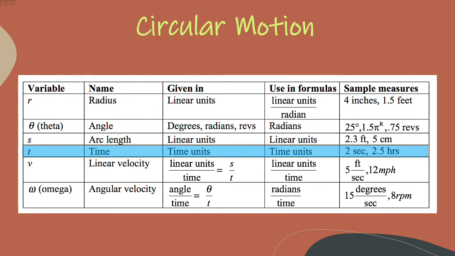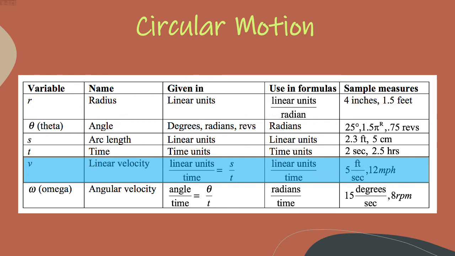Next, we have the variable t. T represents time, and that will be given in time units. When we use them in formulas, that will also be in time units. So some sample measures are 2 seconds or 2.5 hours.